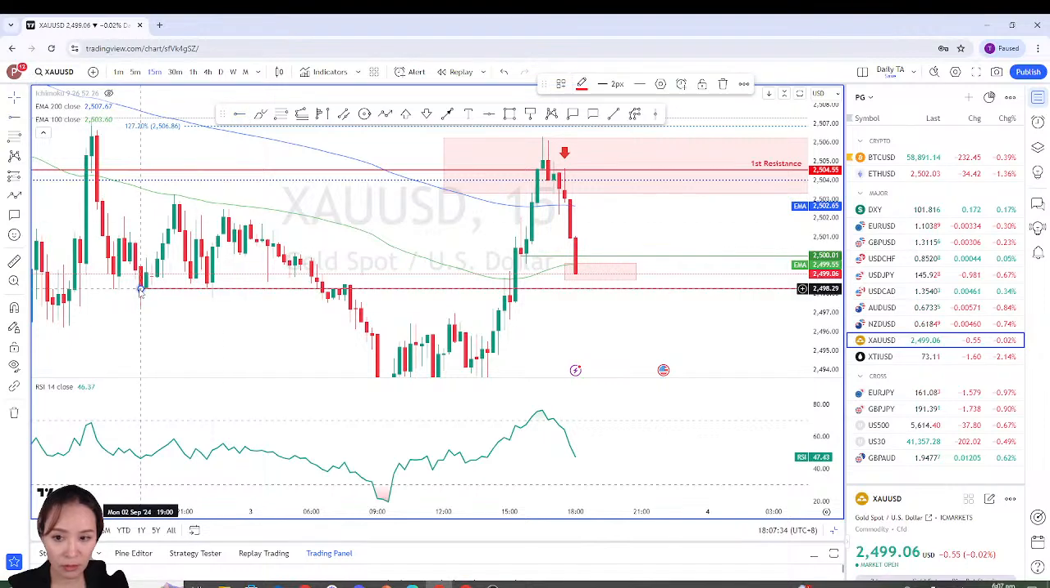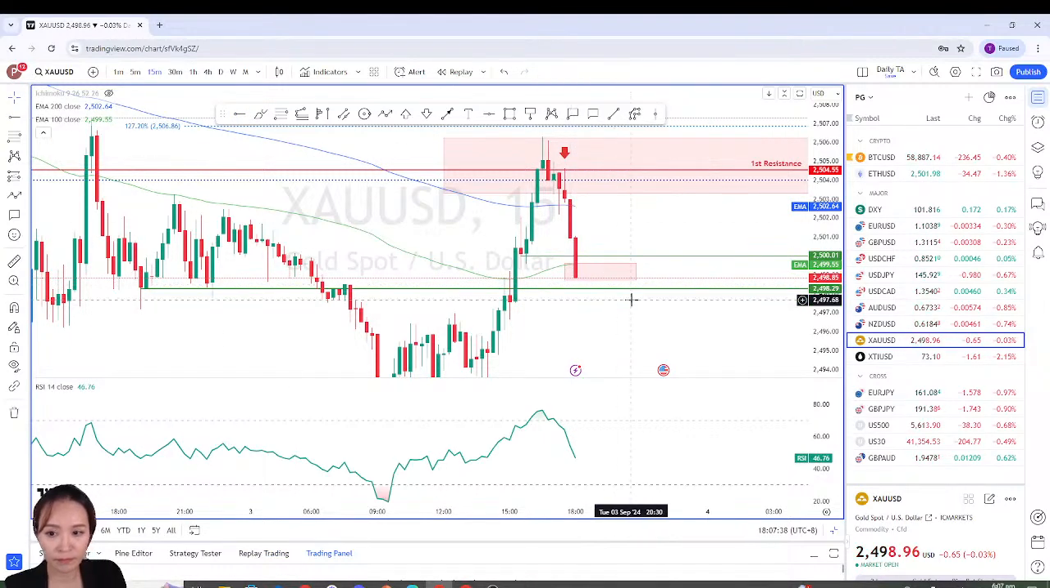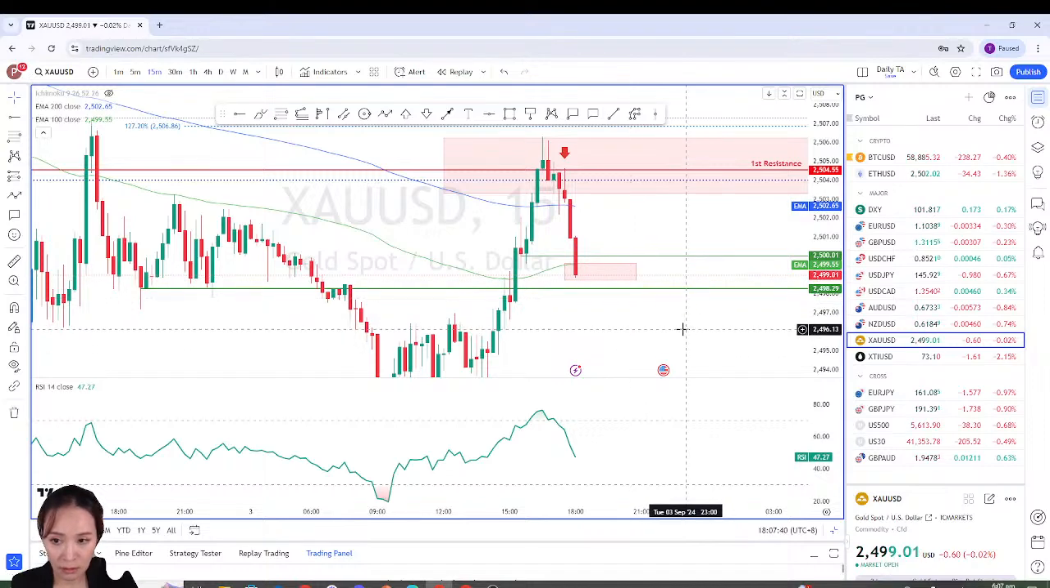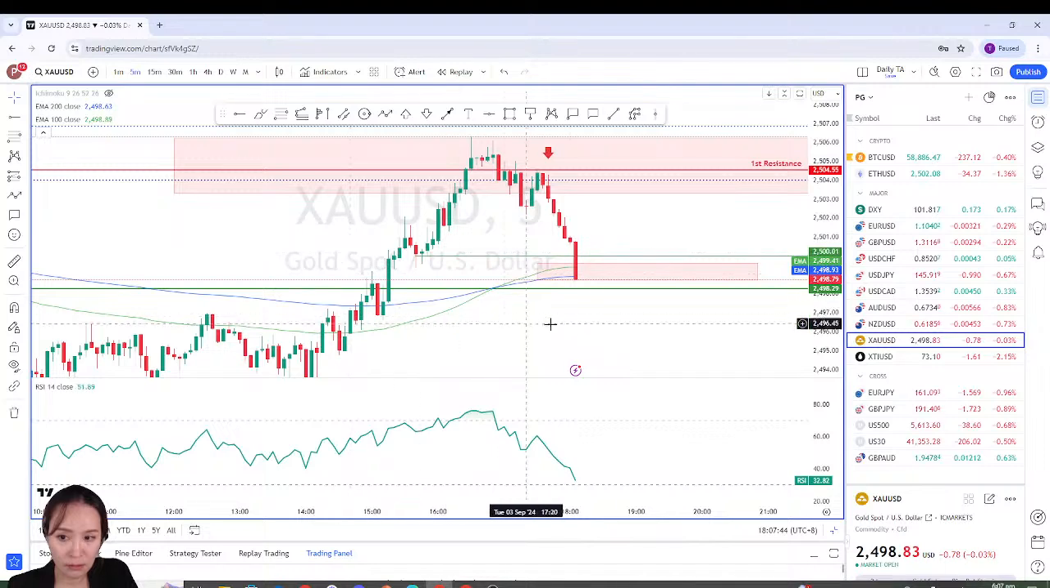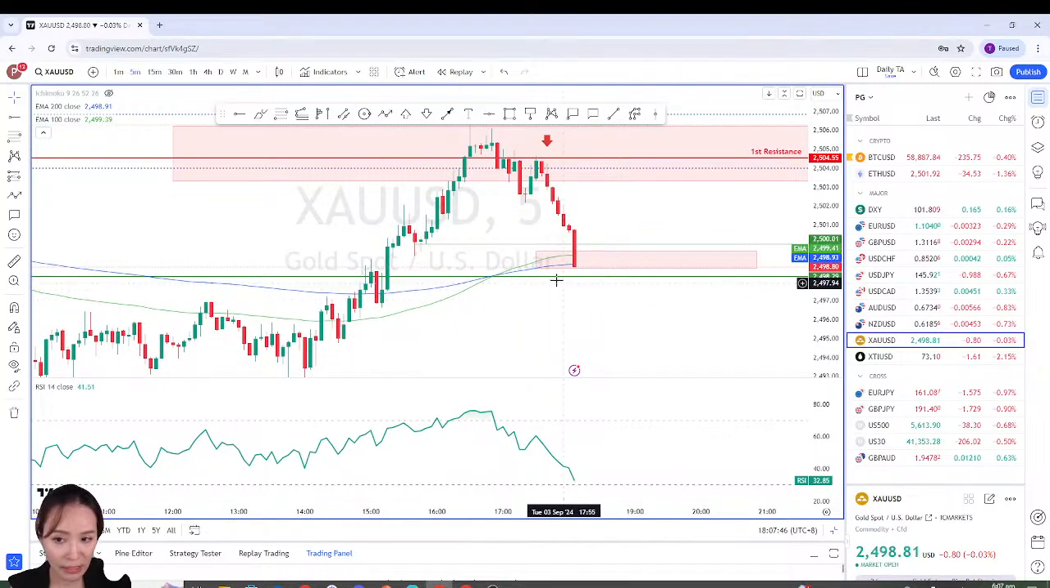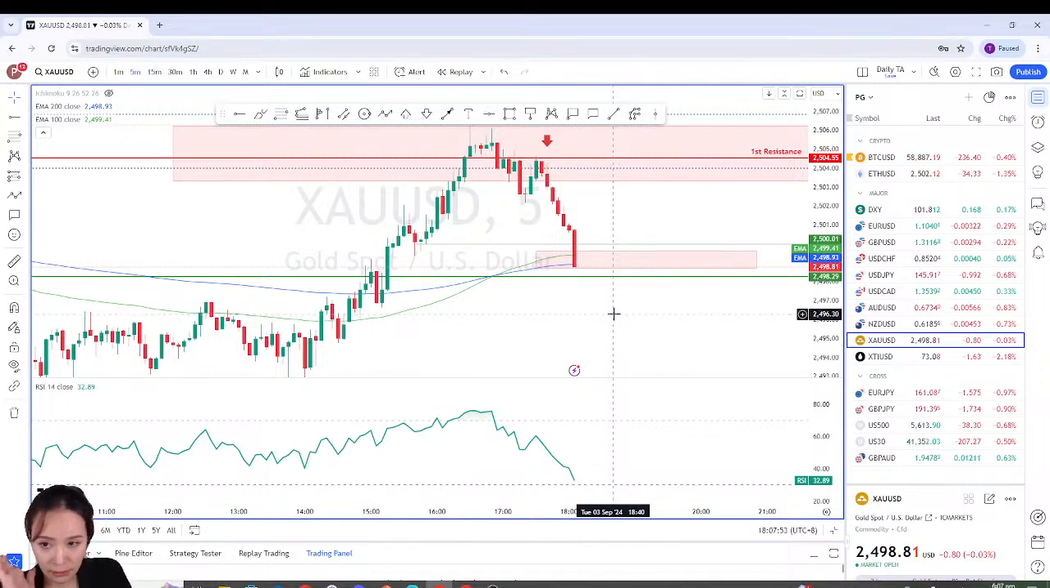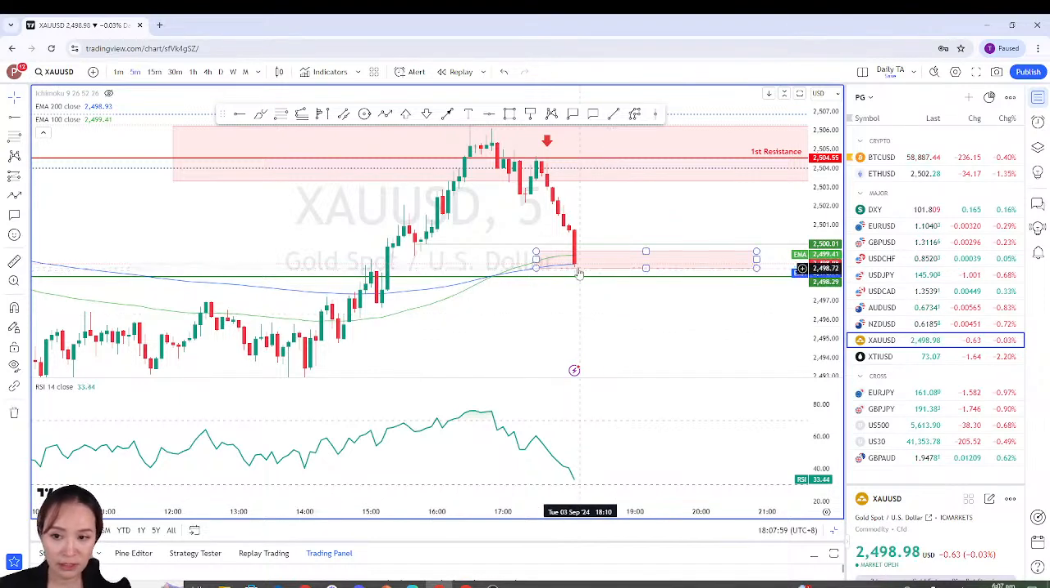This is a support level in M15. You see, they're going to break like that. You're not going to buy, okay? But you will see the rejection right here. Okay, TP at 2,500. That's going to be TP1.